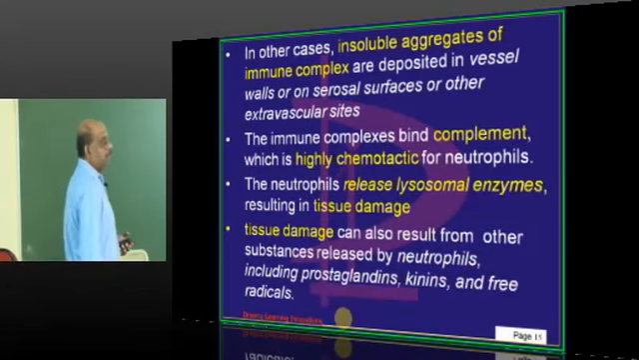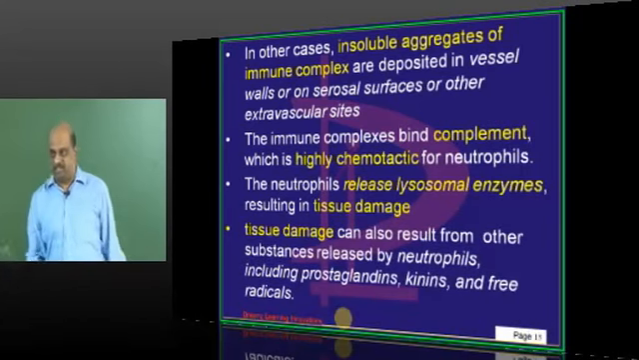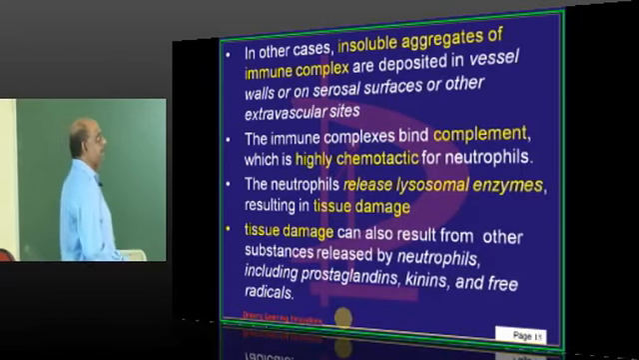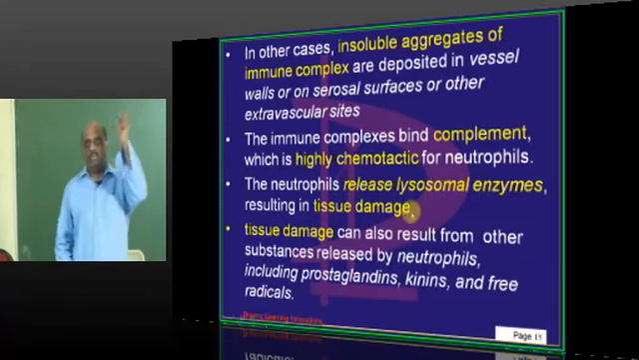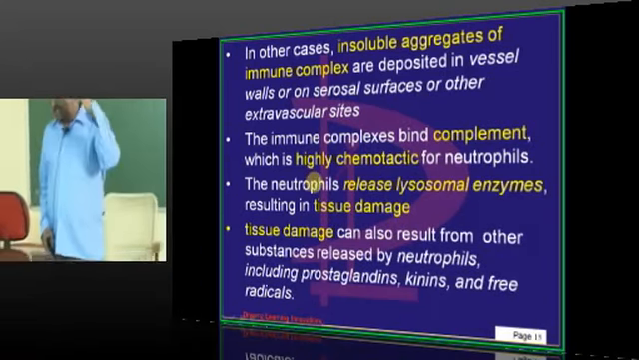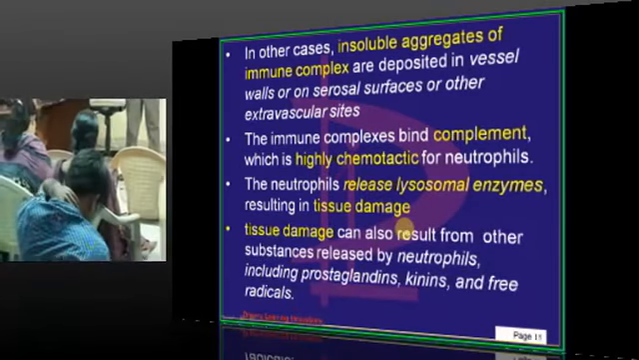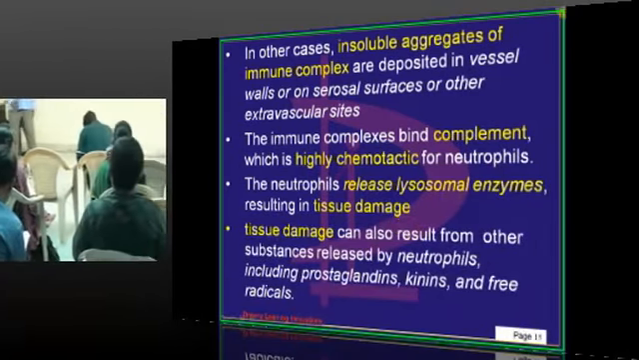But if there are any insoluble immune complexes, then they are deposited in the vessel wall and in the serosal surface or the extravascular sites, and that is responsible for all these immune complex reactions.